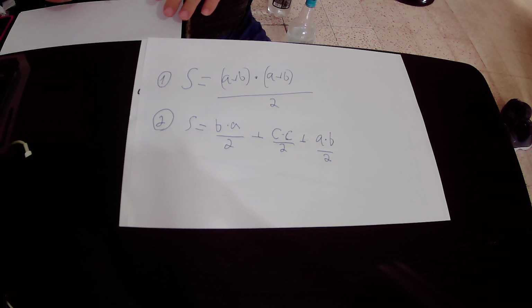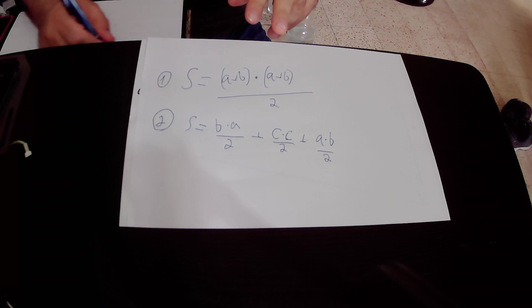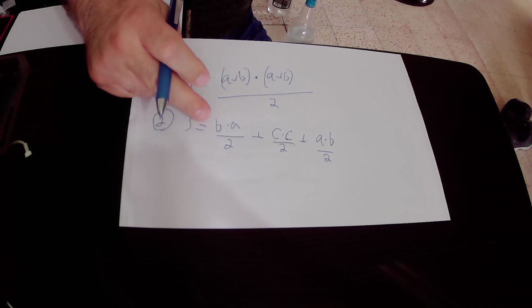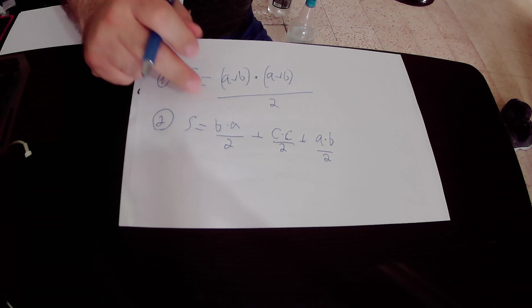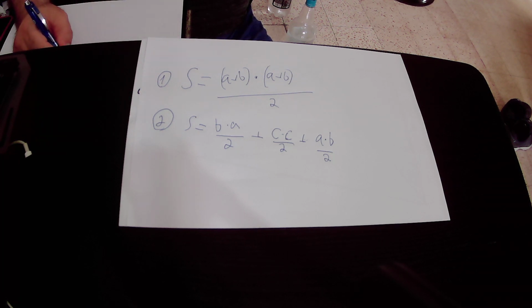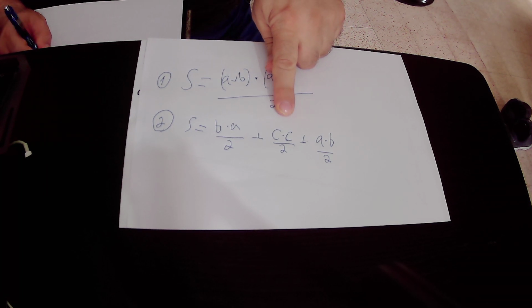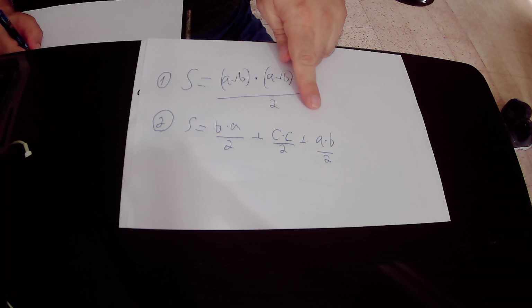So we can say that A plus B times A plus B divided by 2 equals BA or AB divided by 2, plus C squared divided by 2, plus AB divided by 2.